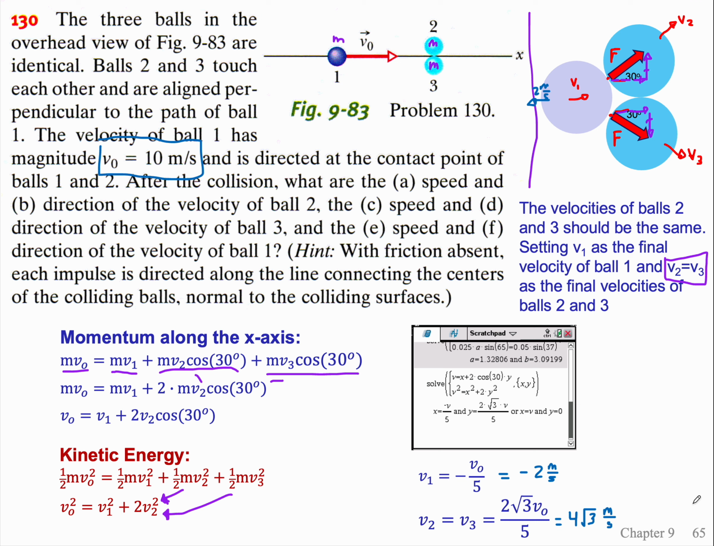I hope that helps. This is one of the more complex ones. Even though you have three things moving after the collision, because you've got symmetry, it makes it just two unknowns, which makes it fairly doable: conservation of momentum, conservation of kinetic energy. Good luck.